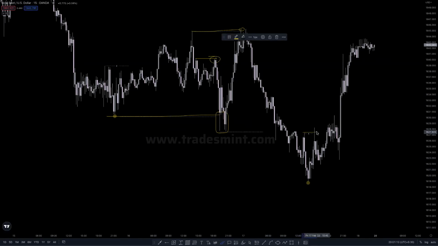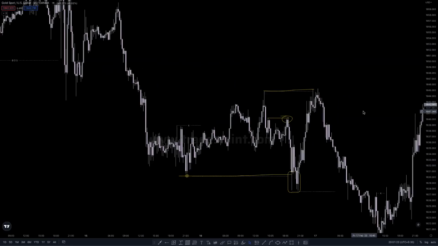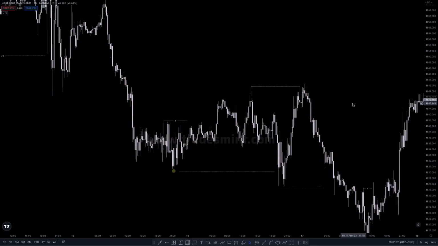And this one is also a sweep here. Low sweep here, tap here, and you can buy here. So when the market, the majority of the time, sweeps the high or low, sweeps the inducement, then you will get a better entry. Correct.